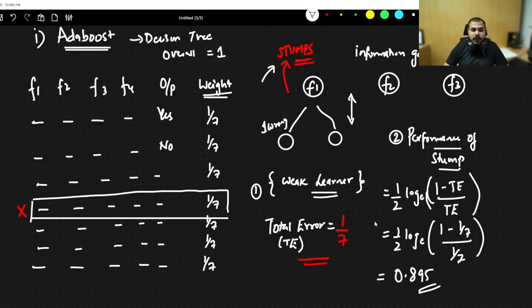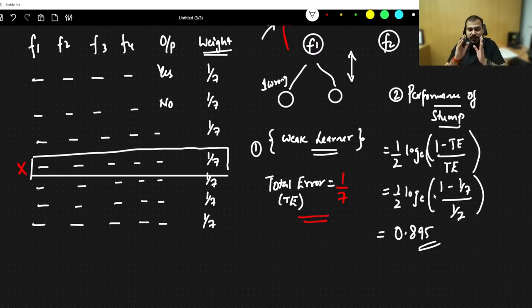Okay, fine. Now, is everybody clear till here? I hope everybody has got this. 0.895. Now, see the steps. Understand, whenever I am discussing boosting, I am going to combine weak learners together to get a strong learner.